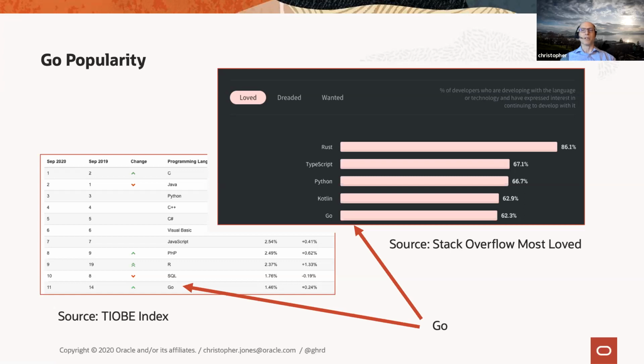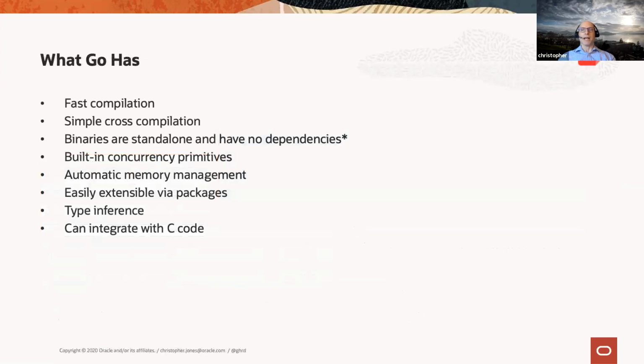So systems like Docker and container systems and Kubernetes are all written in Go, certainly an upcoming language for systems development, fast applications. So it's becoming popular, people are liking it, and I'm sure you will too. So what does it have?